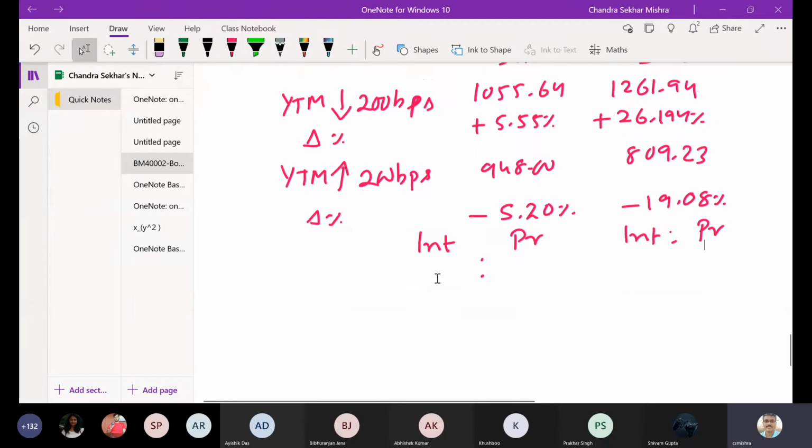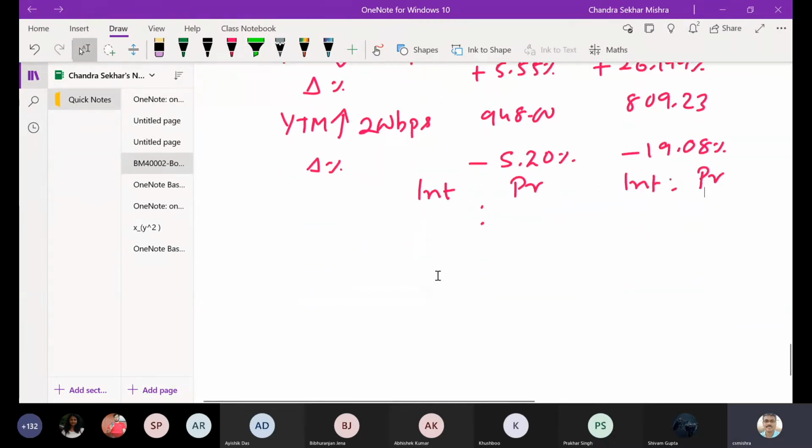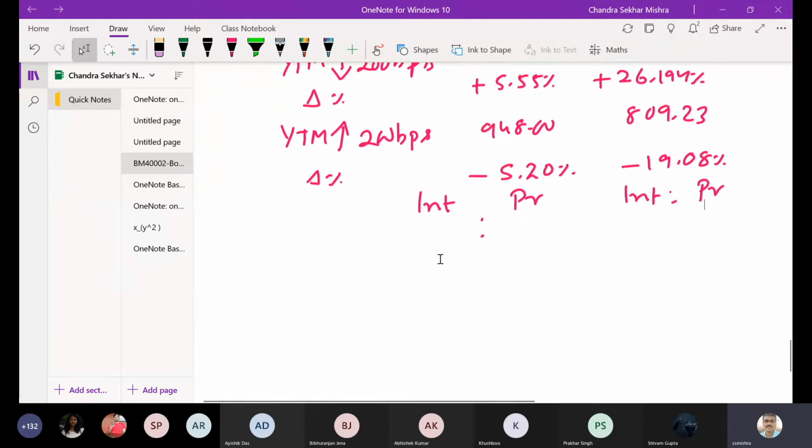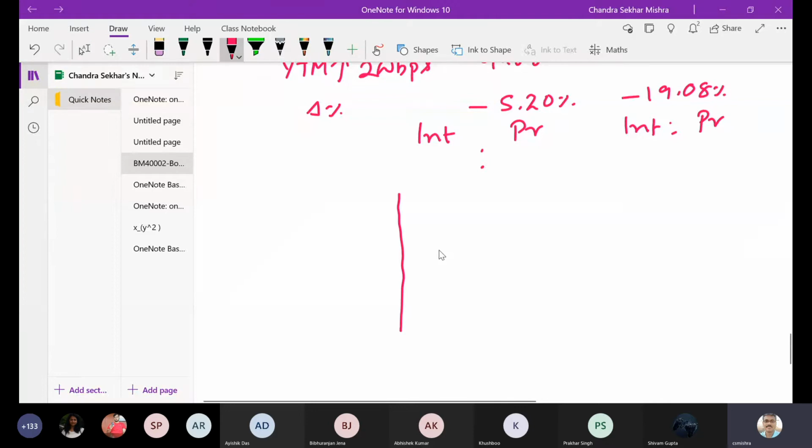So you can always plot this one. If I do the plot here, and say these are the YTM in percentage, like 1, 2, 3, 4, whatever that may be, and this is your bond price. Okay, this graph is also there in the slide that is shared in the Google Drive folder.